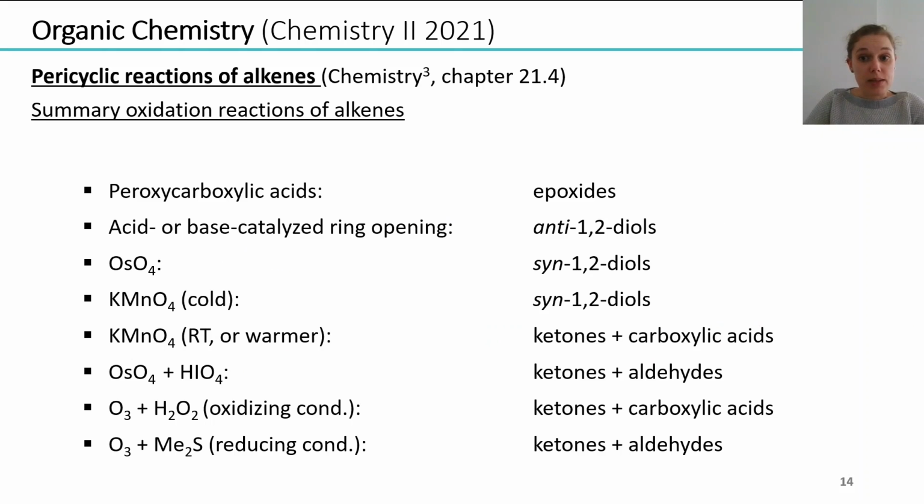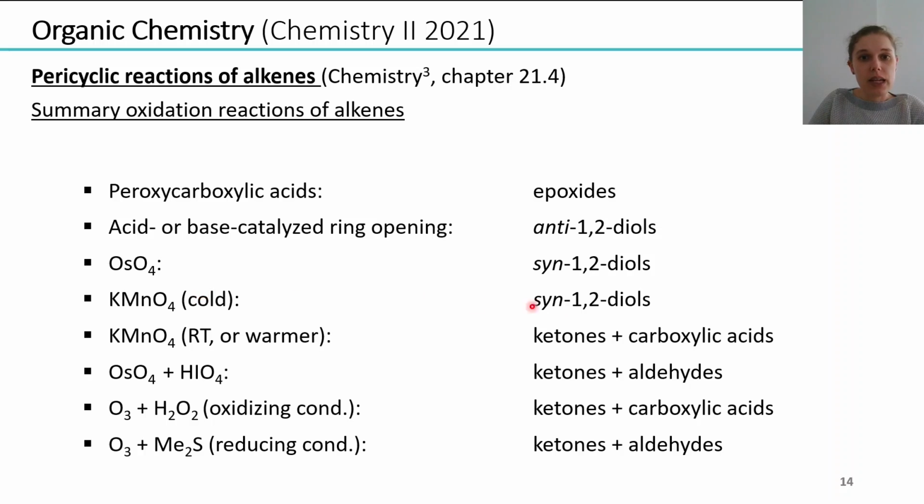Finally, I would like to summarize all possible oxidation reactions of alkenes. So, first of all, we have the reaction of an alkene with a peroxycarboxylic acid, which results in an epoxide. Then these epoxides can further react in so-called ring opening reactions, which are either acid or base catalyzed, and hereby we form anti-1,2-diols.